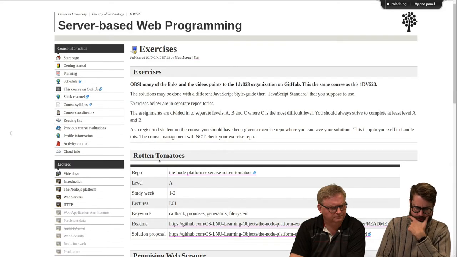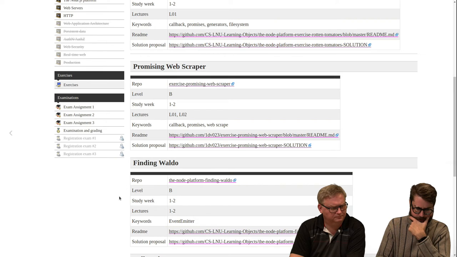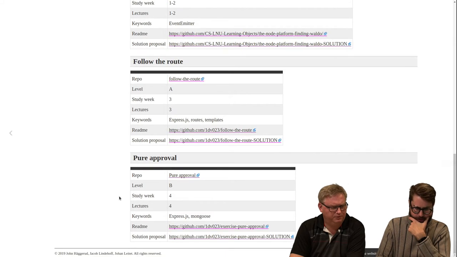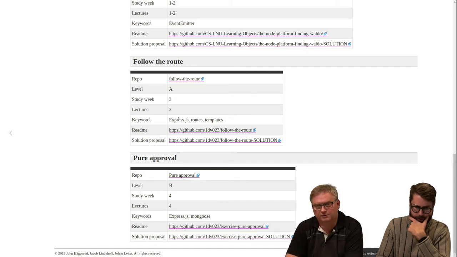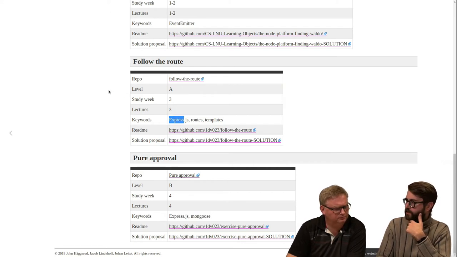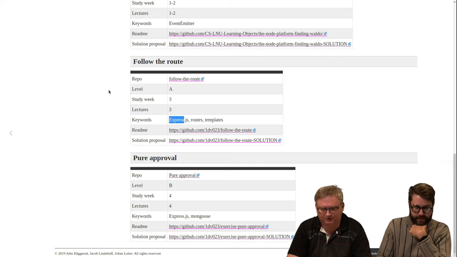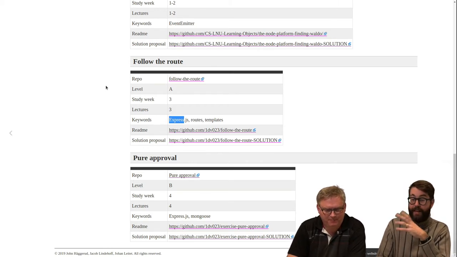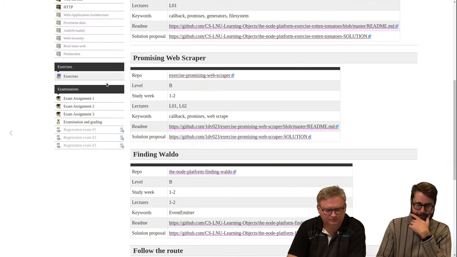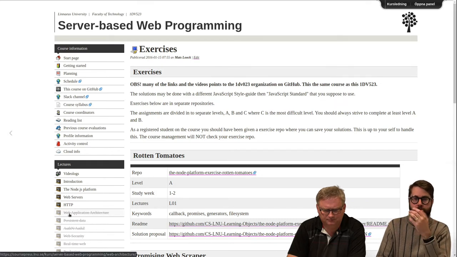I guess those Rotten Tomatoes, Promising Web Script exercises are for the first assignments. Where are we starting to use pure Express? And you use the Mongoose database. Follow the route is probably the first exercise on that. It says follow the route, so I guess it's about routes, and that is what we are discussing in that lecture. So you could start with that one when you're done with the first exercise. So Web Application Architecture will be posted soon.